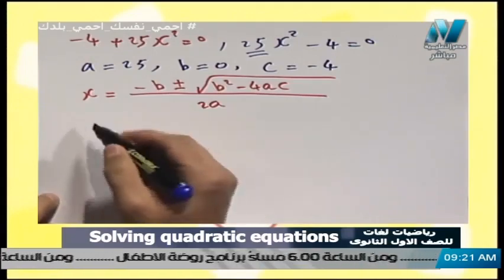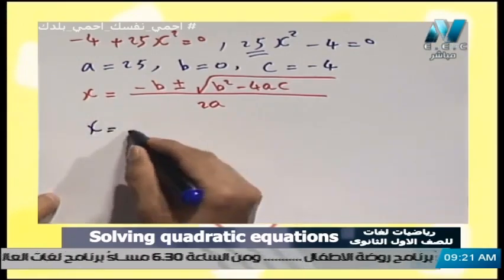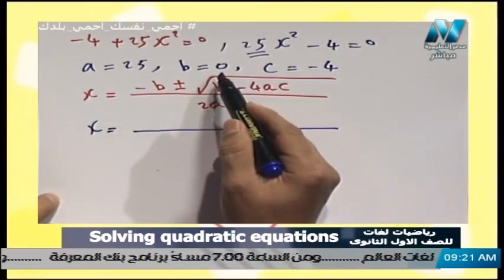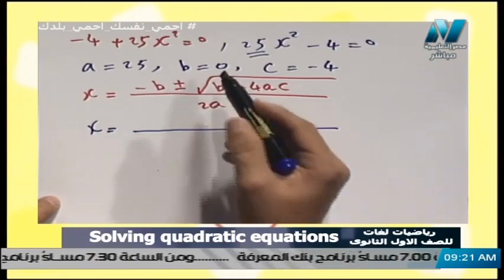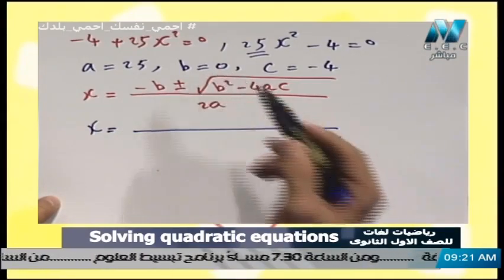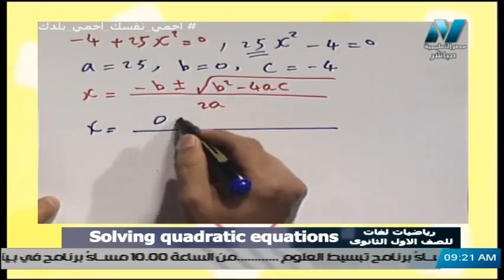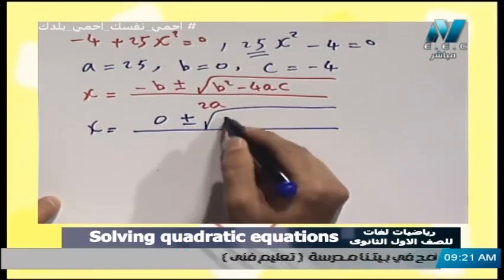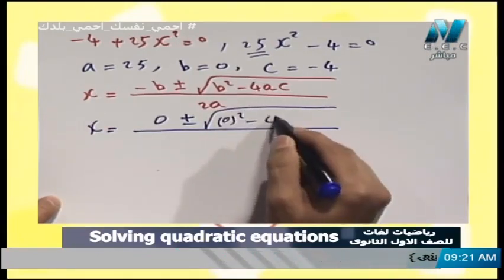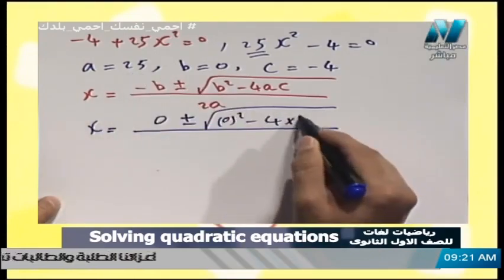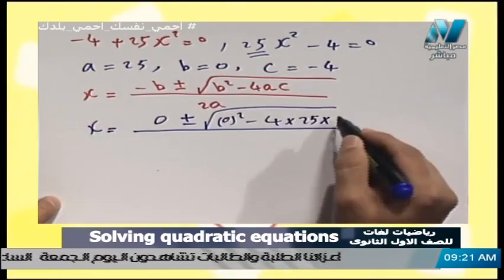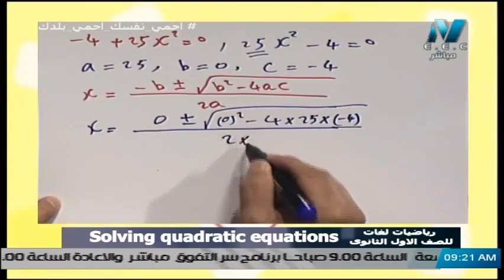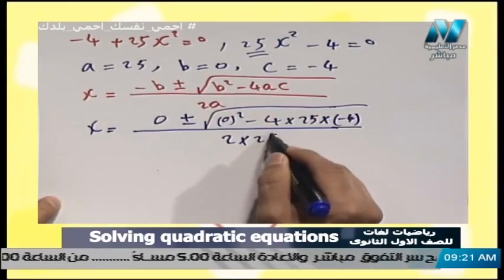And we will substitute. Negative b here means negative 0. 0 is neither positive nor negative. So b here is 0 plus or minus the square root of b power 2, which is 0 power 2 here, minus 4 times a, which is 25, times c, which is negative 4, over 2a, 2 times a, which is 25.